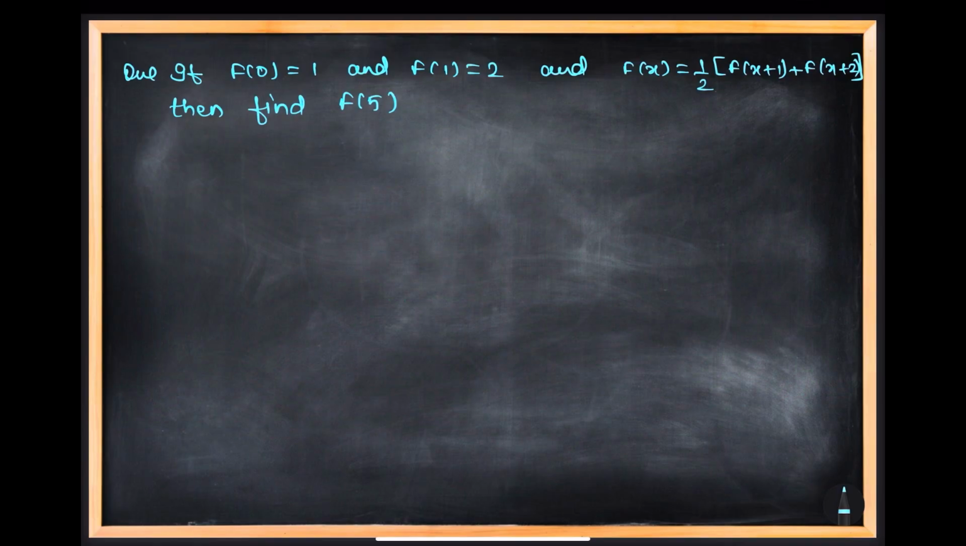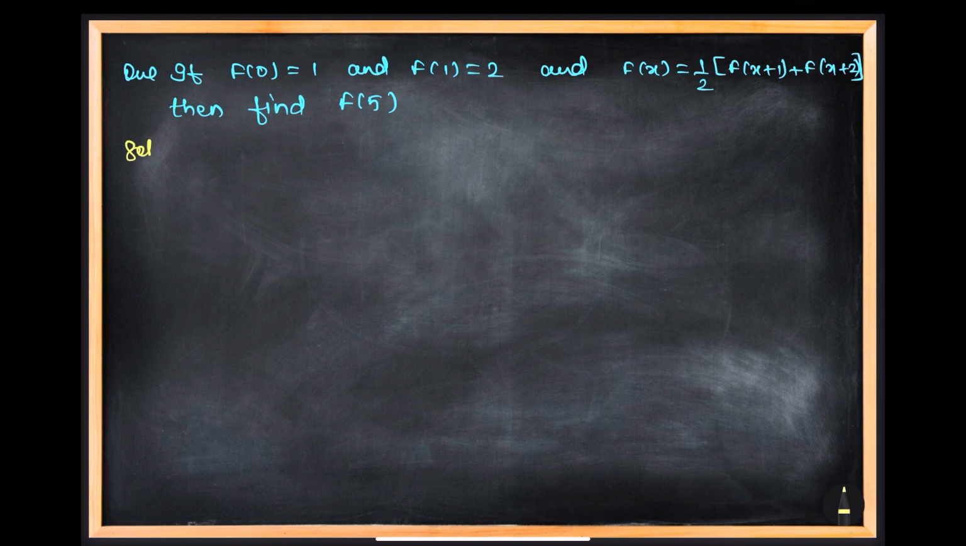So we got this situation to handle. If f of 0 is 1 and f of 1 is 2 and this situation is equal to this situation, then find the value of f5. Now, look at this, how we will approach this kind of questions.